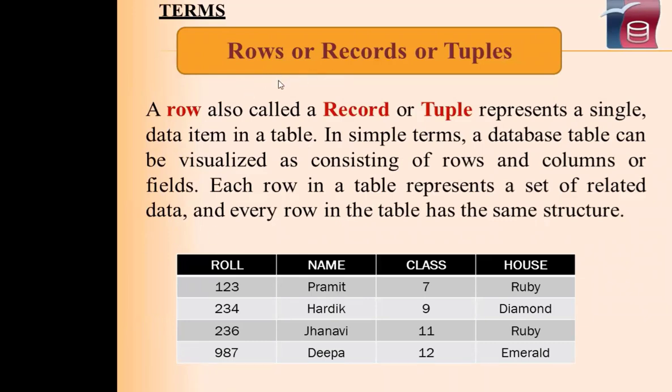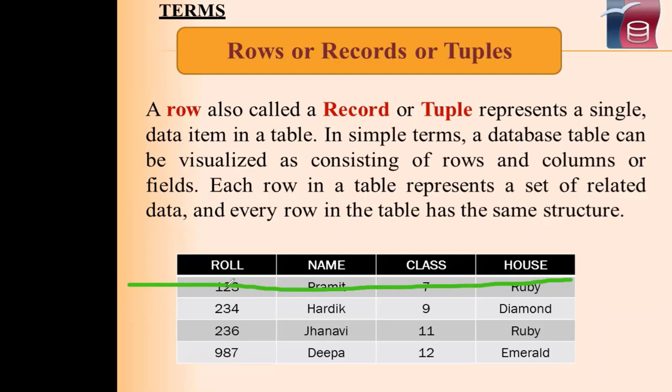Now rows. This is one row which we have over here. This one row gives us the complete information about one item. Each row over here is called one of the items. About each item, we are getting the complete information.